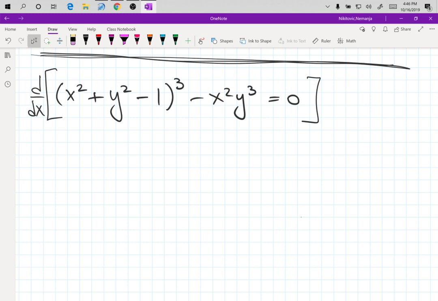Minus, and now we have the product rule here. Copy the first. Derivative of the second, don't forget dy/dx because you took the derivative of y with respect to x. Plus copy the second, which is y cubed, times 2x, and then everything is still equal to 0. Yes, because you copy the second and then take the derivative of the first. Good.